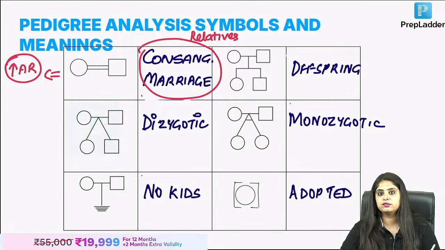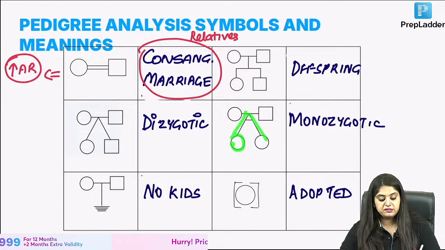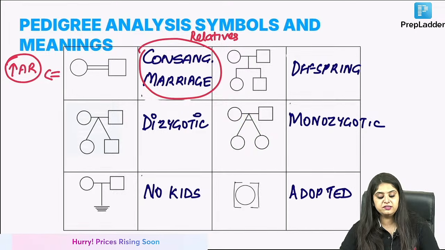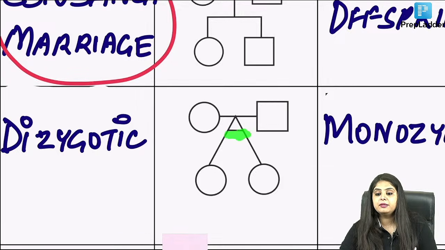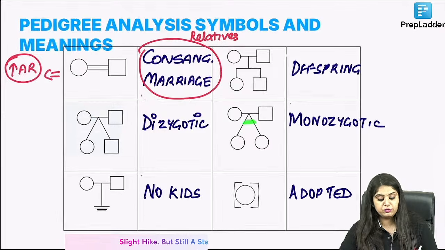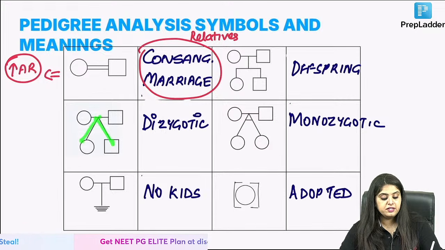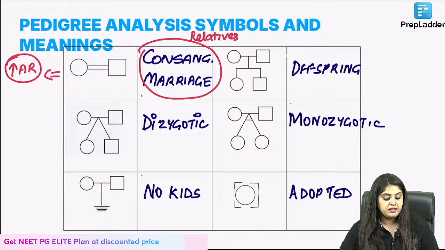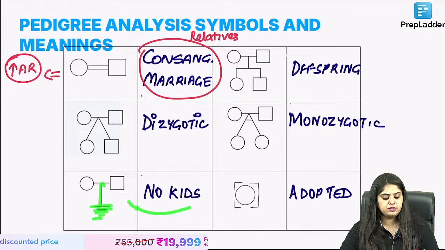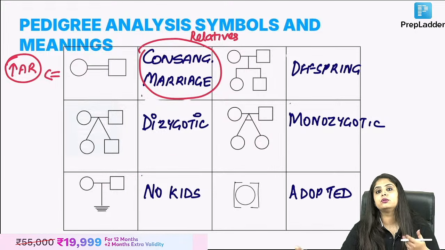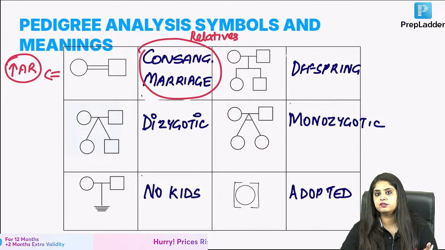But if they have come from the same zygote, then their gender has to be the same, and the same zygote will tell me that I'm going to join them in the center. So if they are joined, this means they've come from a single zygote, monozygotic. If they are not joined, they are dizygotic. If I make a dash dash dash, it means no kids. Now no kids could be by choice, no kids could be infertility, couples' personal choice.